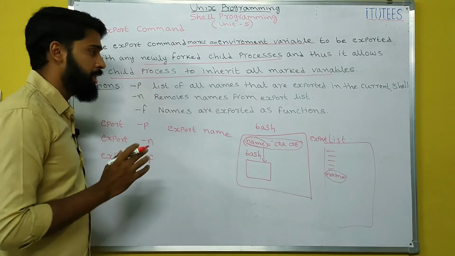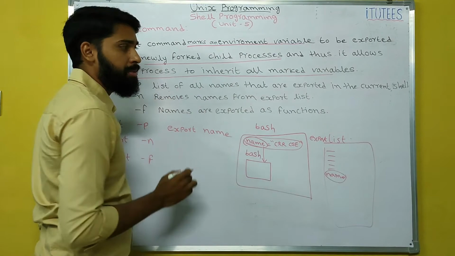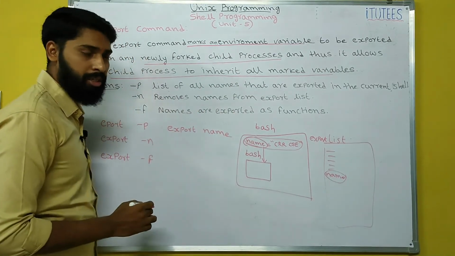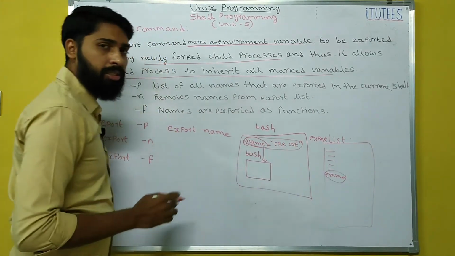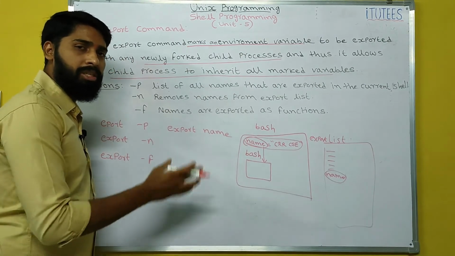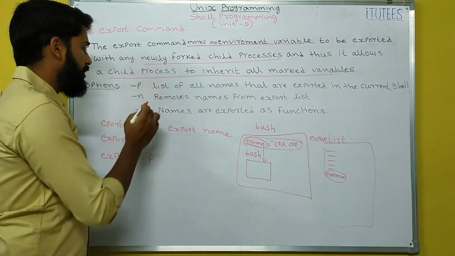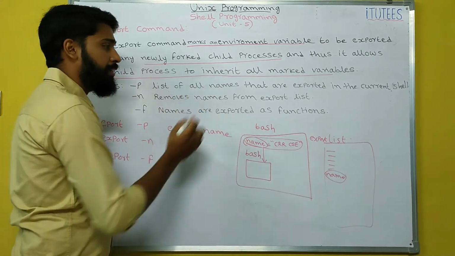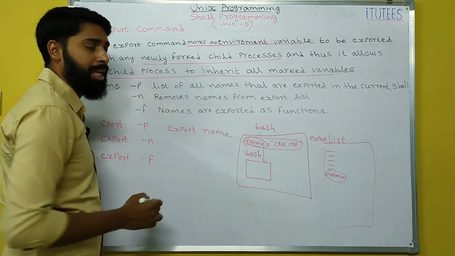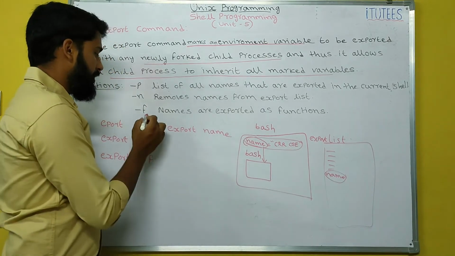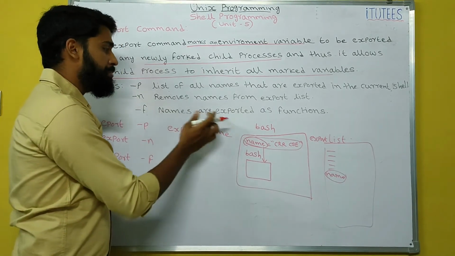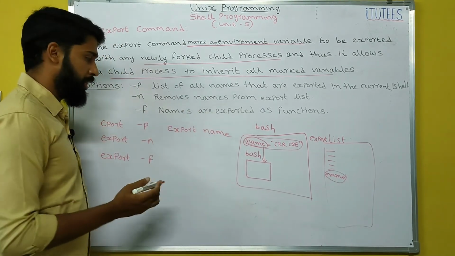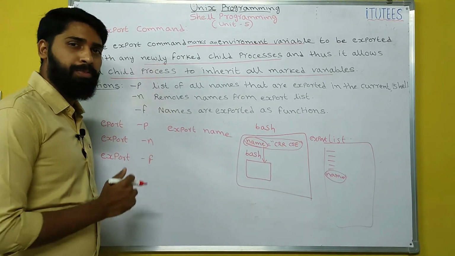Export -p means list of all names that are exported in the current shell. That means it displays some list. The list contains some names. All these names are exported. Now, -n: by using -n, you can remove names from the exported list. And -f means names are exported as functions. Okay. So this is about the export command.